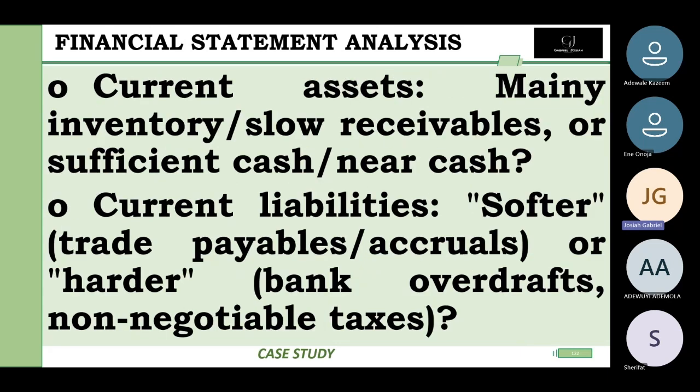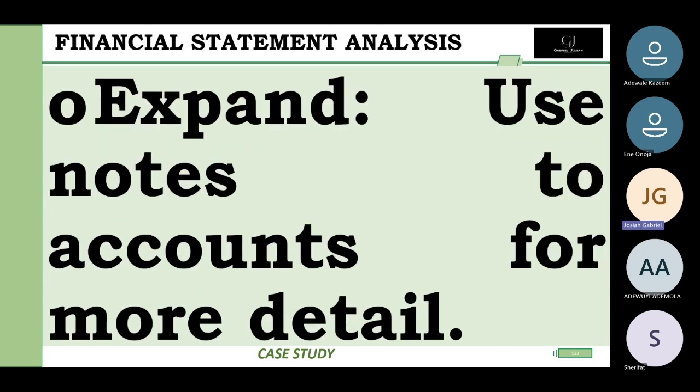Also, the current assets, the main inventory. Are there slow receivables or sufficient cash or near cash items? The current liabilities, are they softer? That means the trade payables and the accruals, which are short-term liabilities. Trade payables and accruals are mostly softer, while the harder are bank overdrafts that attract interest and need to be repayable in a particular period. Also, non-negotiable taxes in the form of deferred taxes. These are harder expenses you need to look at. And you need to use the notes to the accounts for more detail.